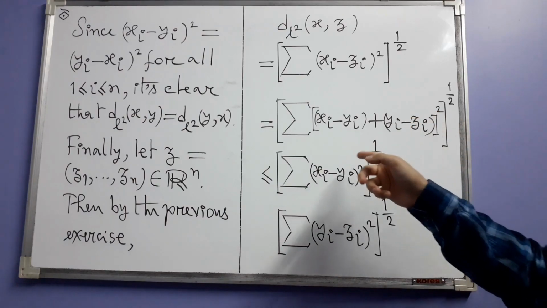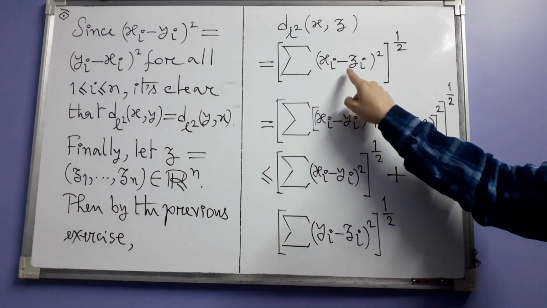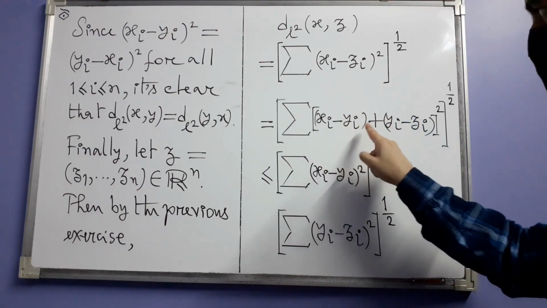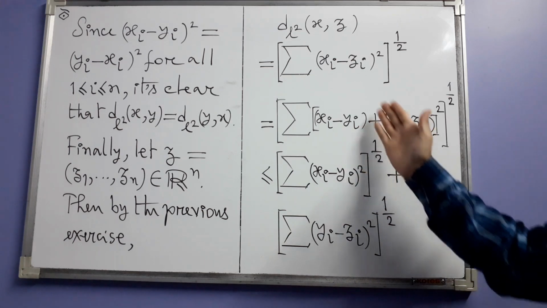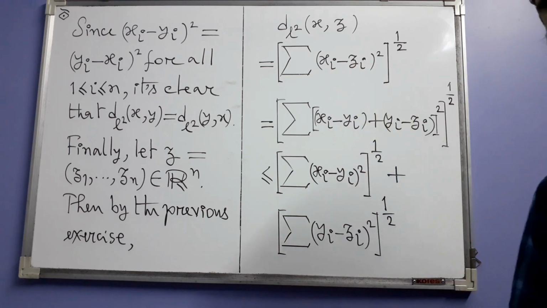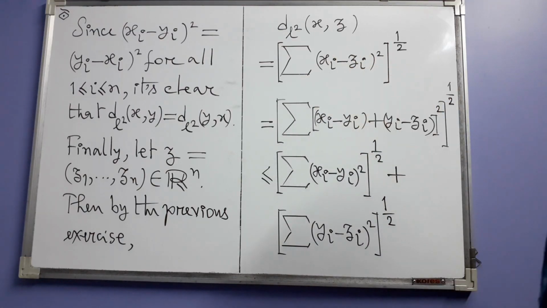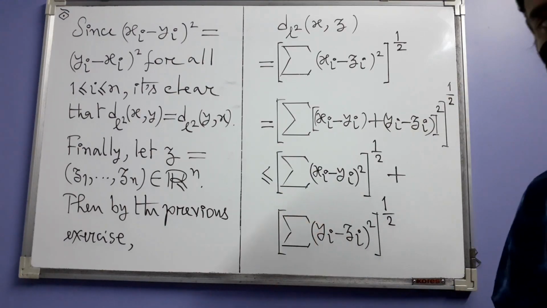Now, next, what we do in the next line, in place of xi minus zi, we write xi minus yi plus yi minus zi, so that these two cancel out and we get this back. Square, do not forget that we have a square over this. And there is of course a square root over the entire sum.